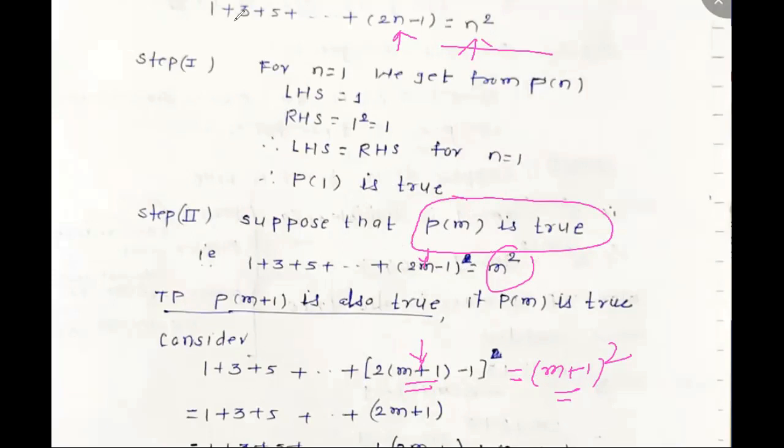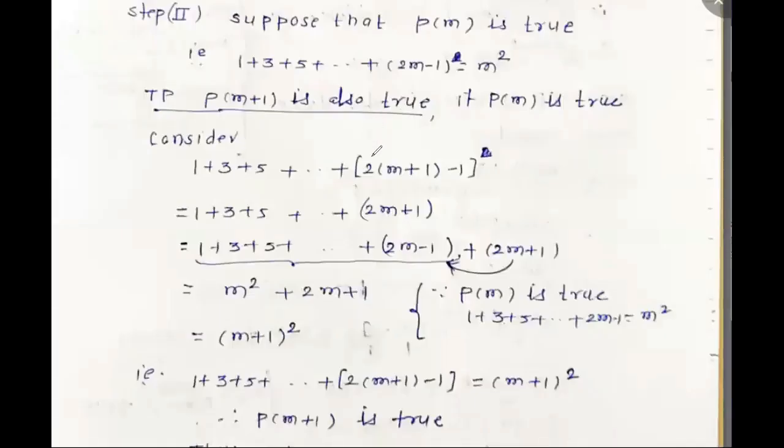So consider this statement when n is m plus 1. So 1 plus 3 plus 5, last bracket is 2 times m plus 1 minus 1. We will show that it is equal to m plus 1 square. So 1 plus 3 plus 5, simplify this, twice m plus 2 minus 1. So 2 minus 1 is 1, so we get twice m plus 1.